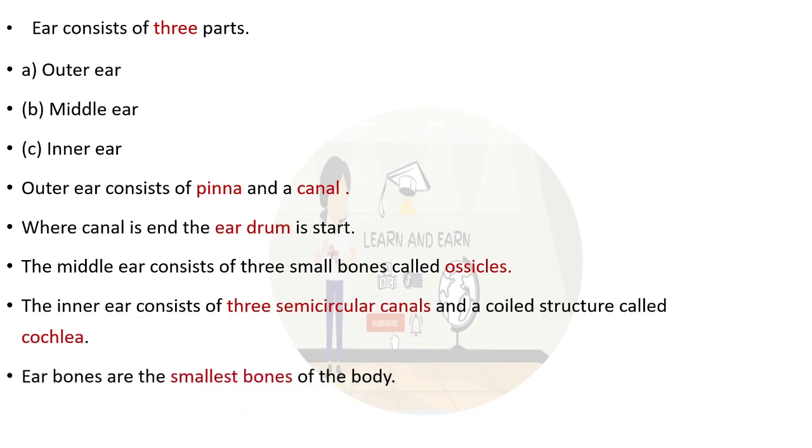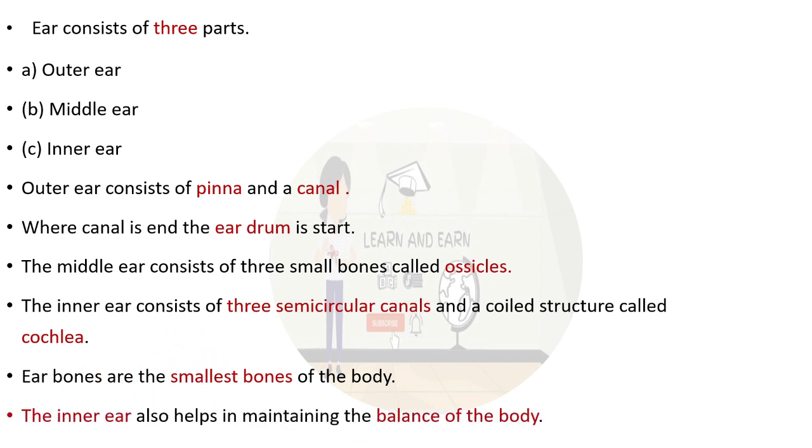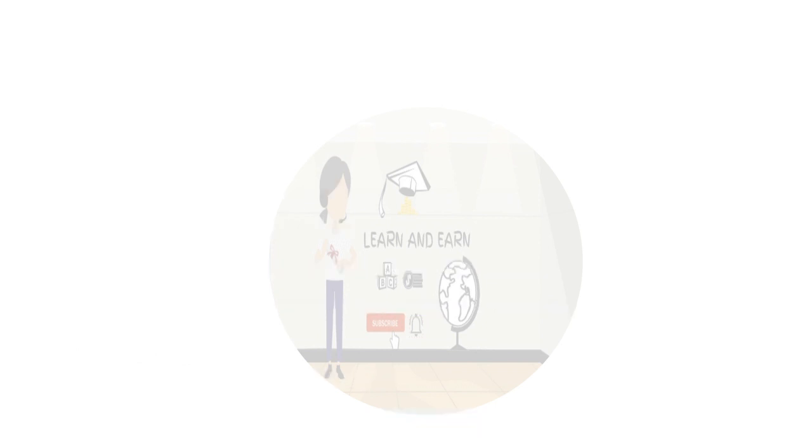Ear bones are the smallest bones of the body. Tell me in the comment section which is the thinnest bone of the body. I have already told you in my previous lectures. The inner ear also helps in maintaining the balance of the body.